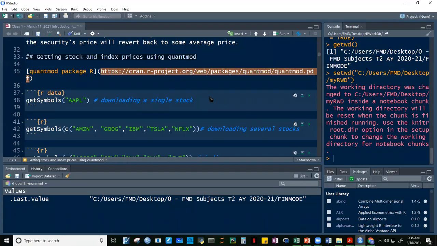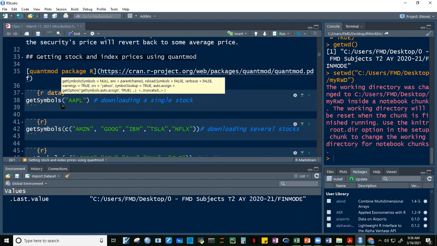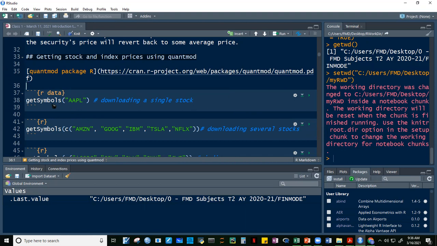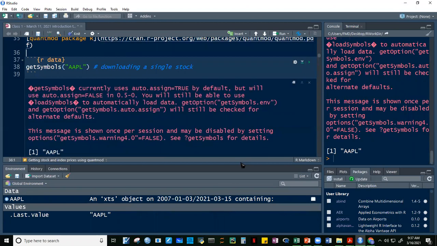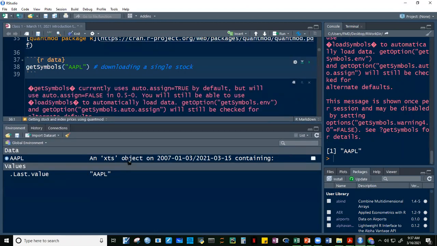So let's go back here. Okay, so the first example that we're going to do is, now that we have loaded Quantmod, one of the most important functions is get symbols. So get symbols, you have to know the ticker symbol of the company. So AAPL stands for Apple. So in this case, we can download a single stock. Pag rinan natin to, then this will appear. No?